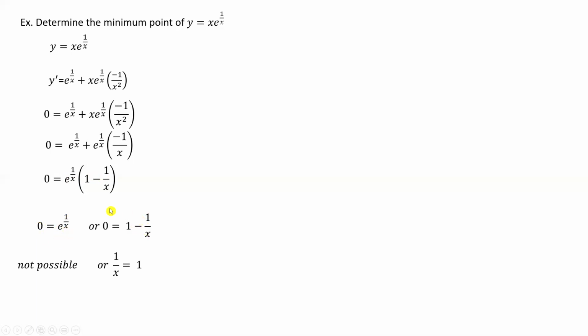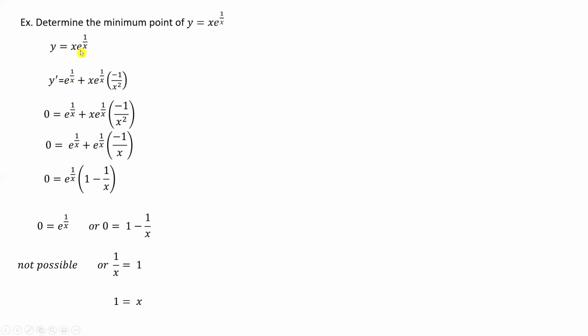This one will bring the 1 over x over. 1 over x equals 1. If we multiply both sides by x, we'll find out that x equals 1. We'll do that again. At a minimum, the slope equals 0. The slope is the derivative. Product rule, derivative of first times second plus first.